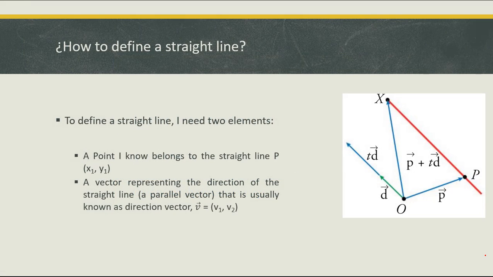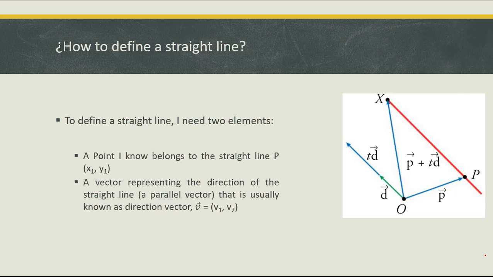First of all, I have to think about how to define a straight line. What do I need to define a straight line, and this straight line to be the only one? First of all, to define a straight line, I need a direction. A direction means if this is a horizontal line, this is a vertical line, or this is a line that forms any angle with the horizontal line.